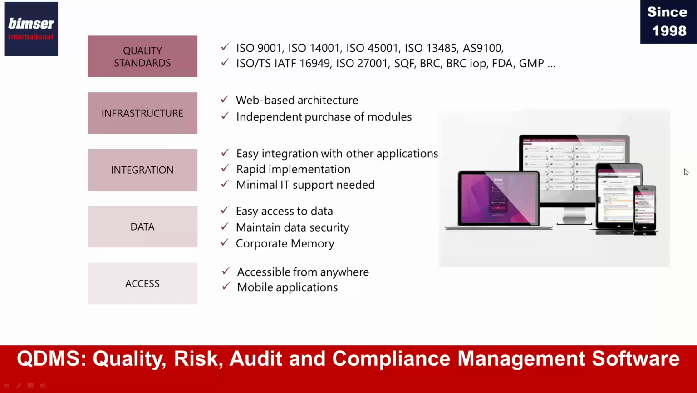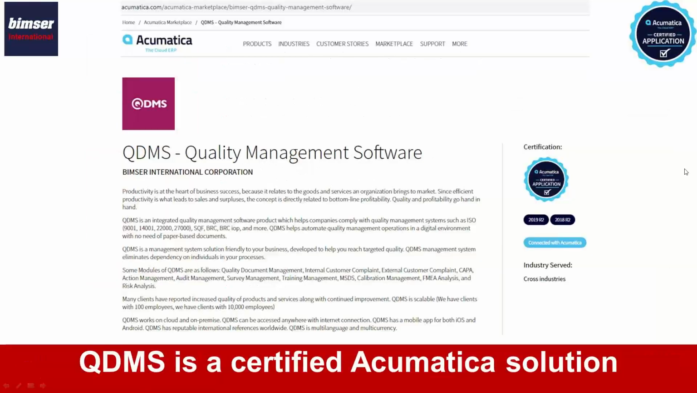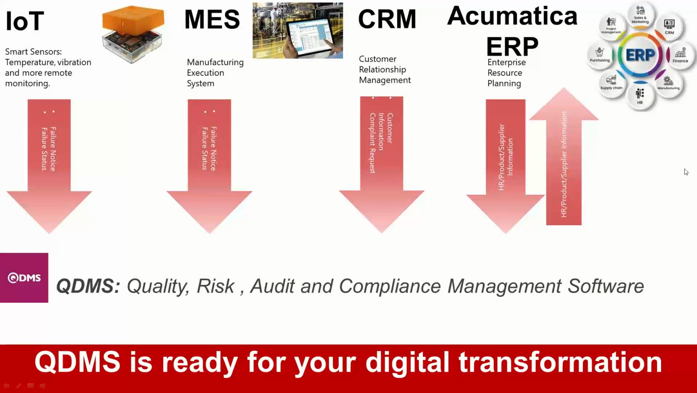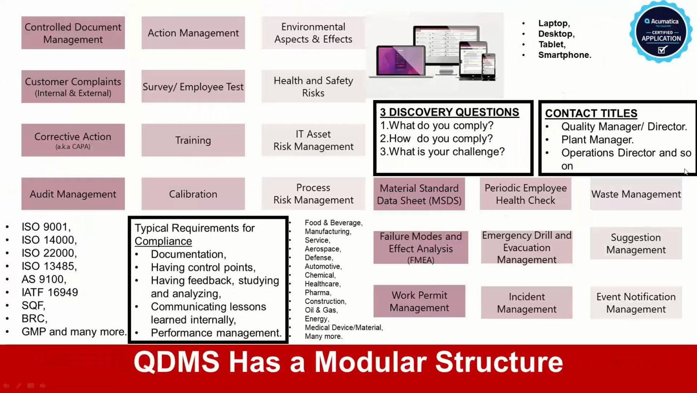With QDMS, you can know who is doing what, what they are reading, and whether they are following the procedures and other standards, which is very important for quality management teams. Since QDMS has very modern technology, it is ready to integrate with other technologies and systems. It's already linked to various ERP systems, including Acumatica. QDMS is ready to integrate with CRM systems, manufacturing execution systems, IoT devices, and other systems that you may have at your organization. And one of the advantages of QDMS is it's modular.